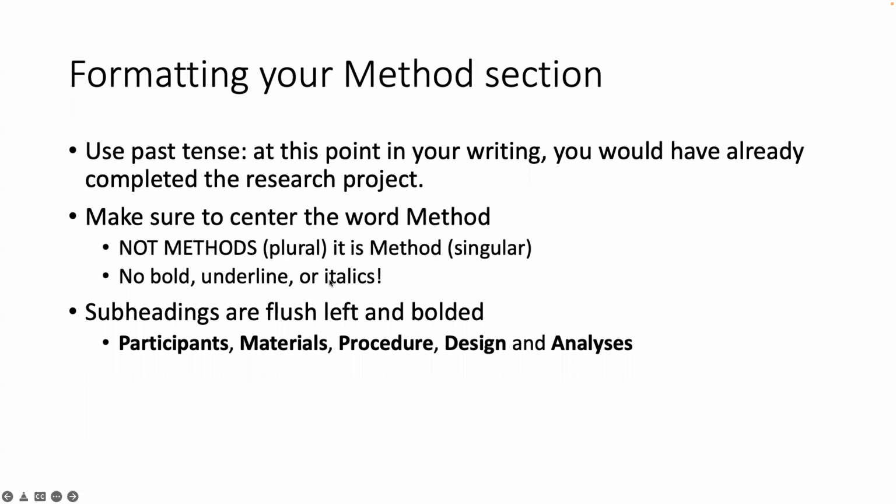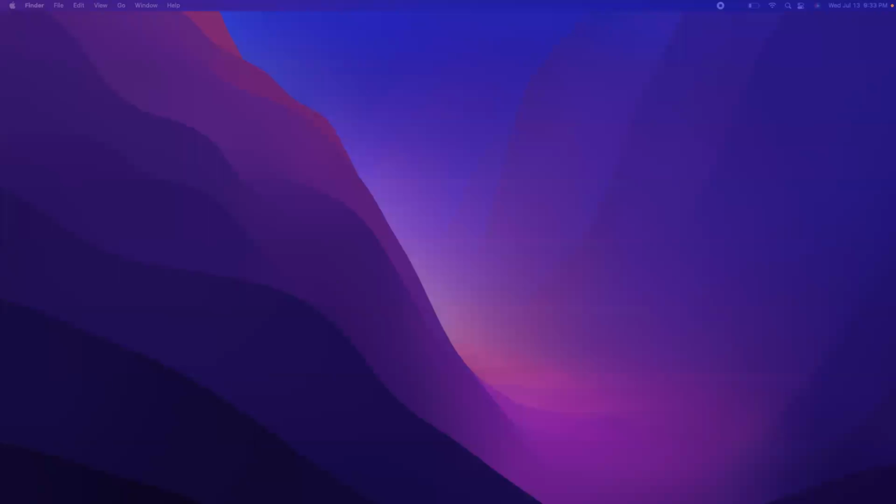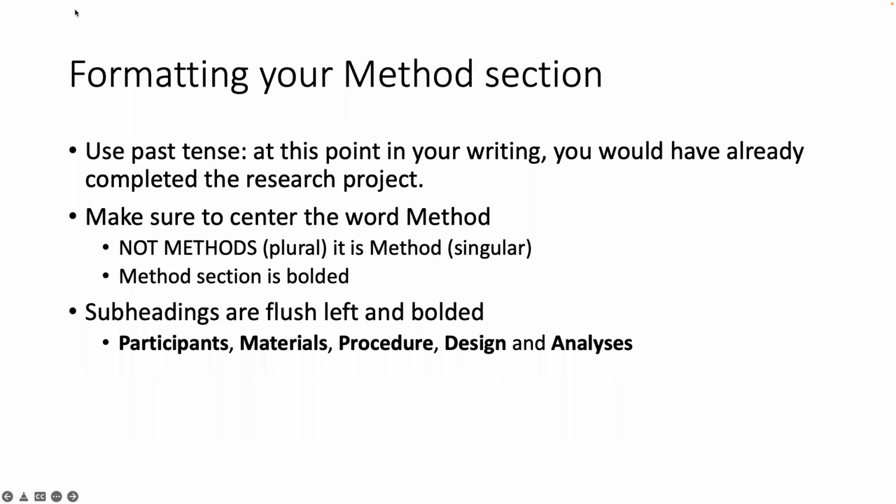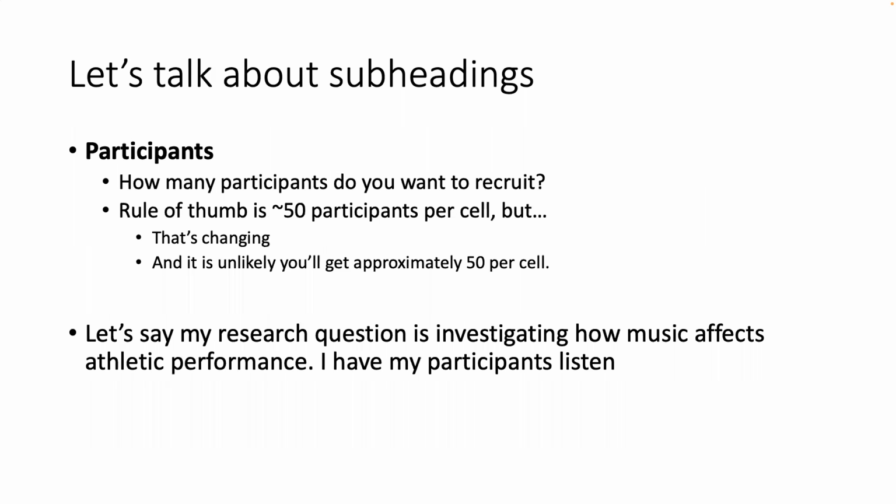And this is in fact not true. So let me, the method section is bolded. So I will go ahead and correct that. So the APA formatting style has changed, and it used to be that you didn't have to bold it, but the method section, the main section, is bolded now. And the subheadings are flush left and bolded. So your subheadings should be things like participants, materials, procedure, design, and analyses. So let's talk about these subheadings.